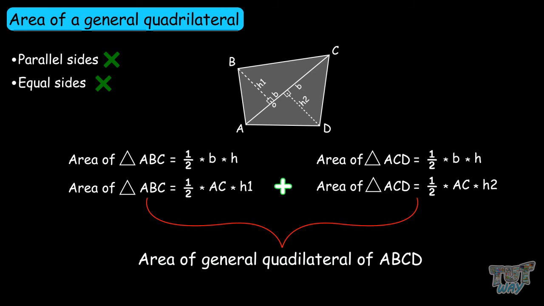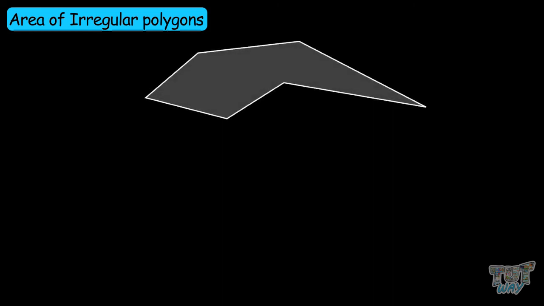Here we have another example. We have to find the area of an irregular polygon. This is a polygon that has 1, 2, 3, 4, 5, 6 vertices. It is an irregular polygon. So how do we find the area of such a polygon? We will be dividing this polygon into triangles.